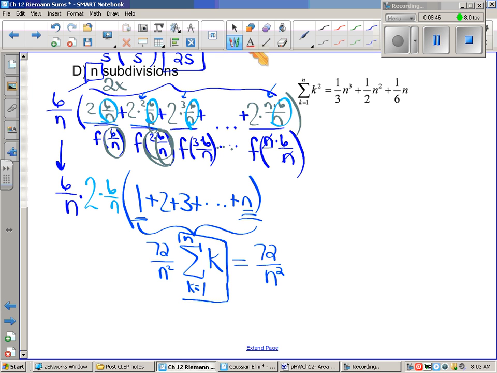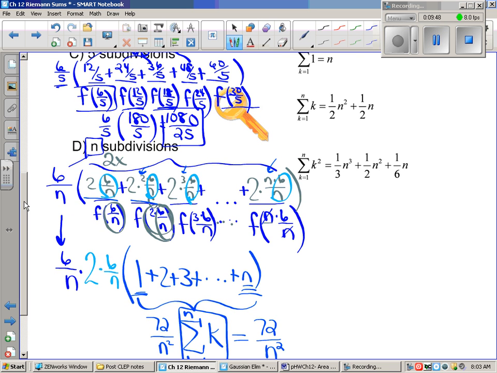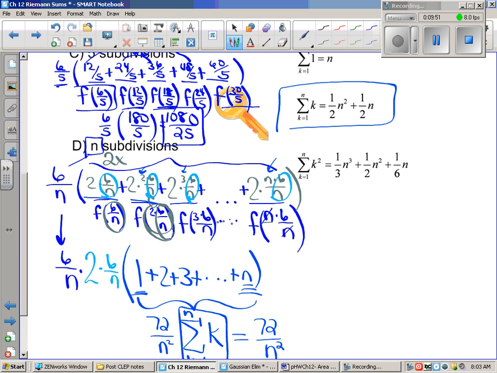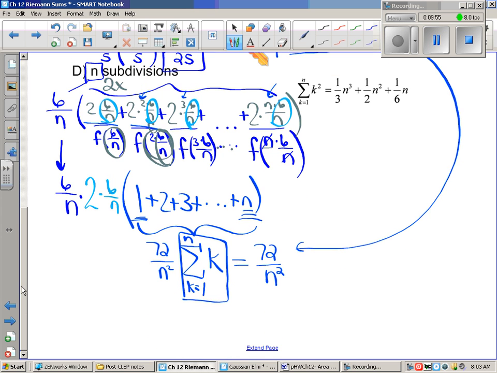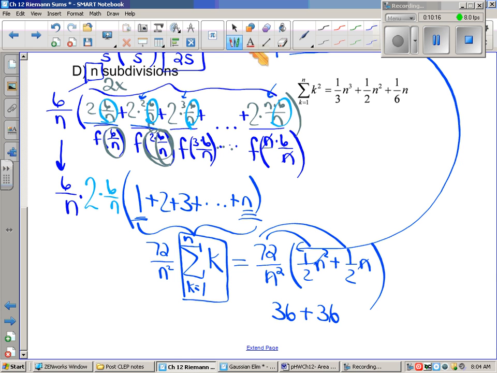The summation of k, if I was to scroll up for you, for those of you who haven't memorized it yet, we're going to use that here. So in place of the summation of k, I'm going to put 1/2 n squared plus 1/2 n. Now just watch this. 72 divided by 2 is 36, right? This n squared would cancel with that n squared when you first distribute it. Plus, 72 divided by 2, again, is 36, because this goes to both parts. This n would cancel with only one of those, leaving an n on the bottom.